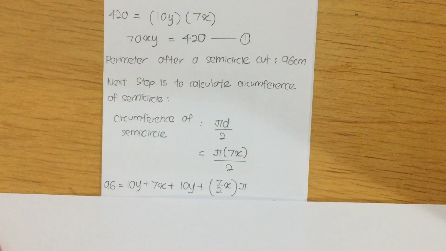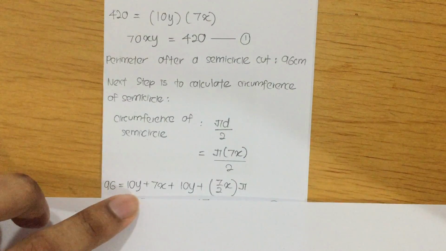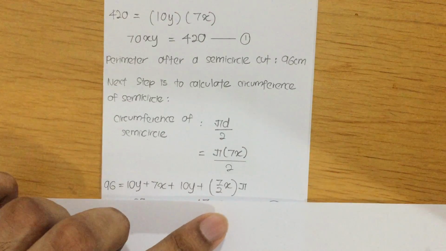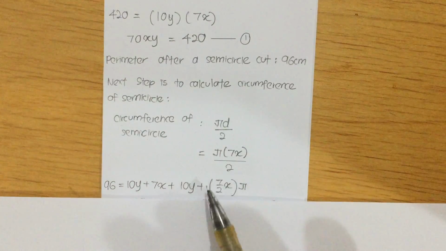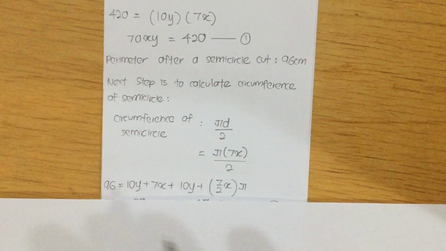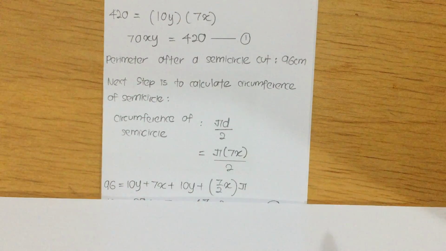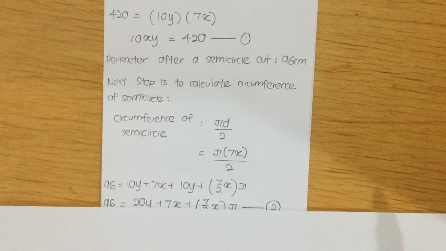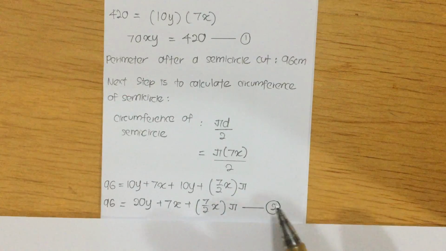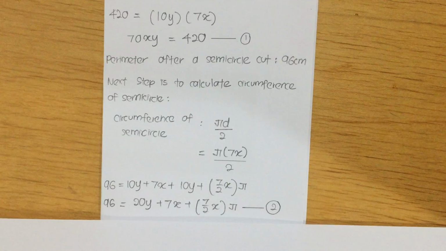So given the perimeter is 96, equals 10y plus 7x plus 10y plus 7 over 2x times pi. So this is the circumference of the semicircle, guys. So 10y and 10y we can add together, so it will become 20y. So 96 equals 20y plus 7x plus 7 over 2x in the bracket pi. So this will be your second equation, guys. I hope you are getting my working so far.